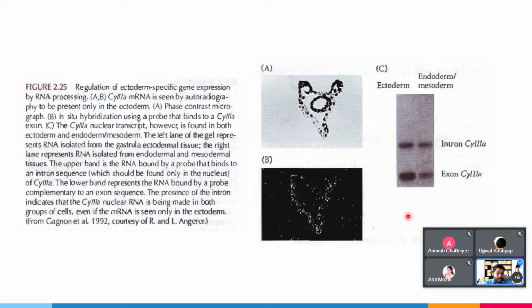So how can this be controlled? This can be controlled in two ways. First, by preventing the exit of the mature mRNA from the nucleus of the endodermal cells, or second, by proactive degradation of the Cy3A mRNA when it is present in the cytoplasm, so that it does not produce any functional protein.